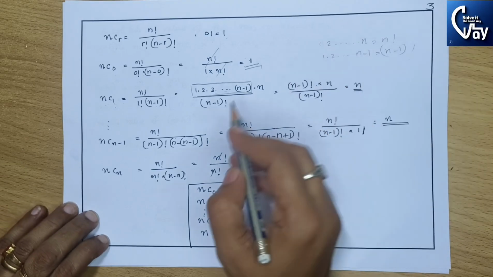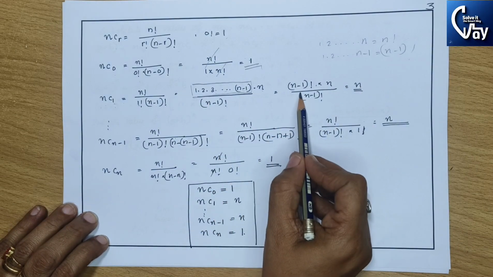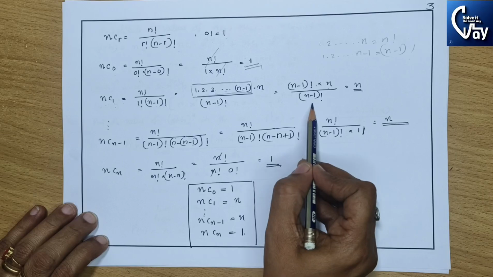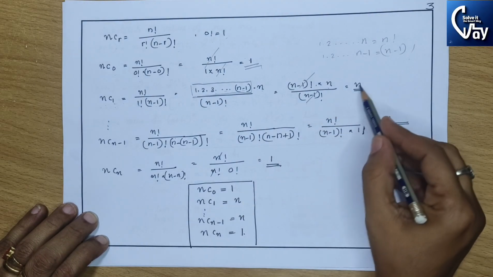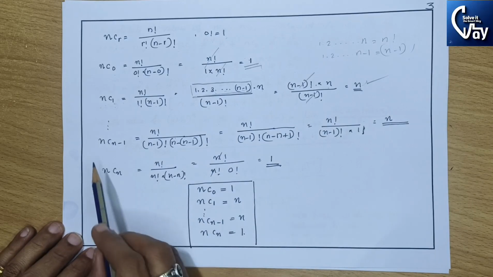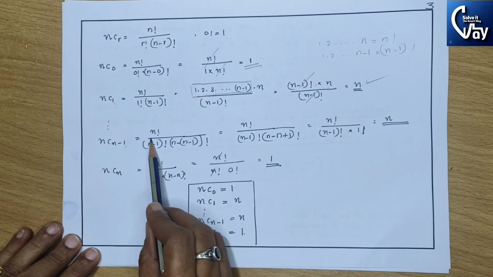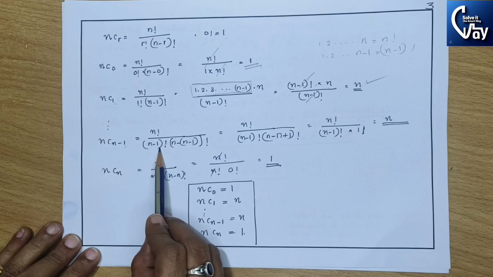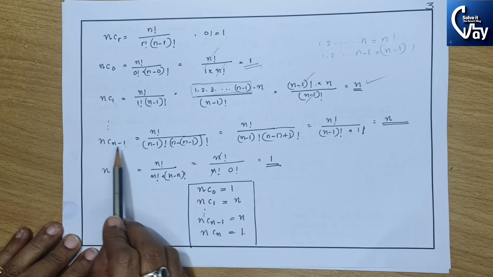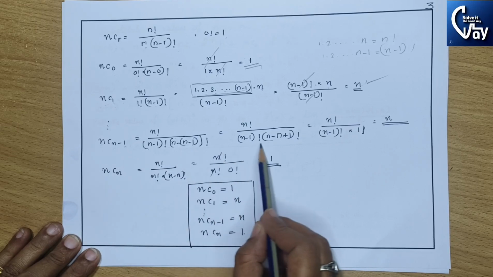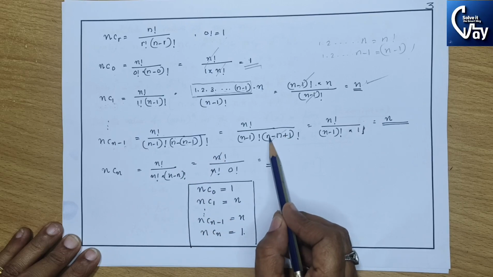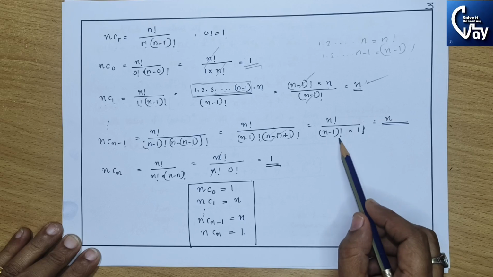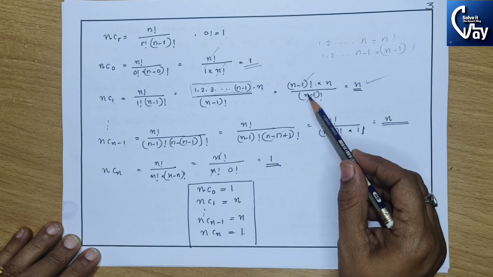So instead of this, we write (n-1)! into n by (n-1)!. These two (n-1)! get cancelled. The answer is n. Then nC(n-1) is n!/((n-1)! into (n-(n-1))!), that is n minus n plus 1. These two n get cancelled. Then it becomes (n-1)! into 1!.